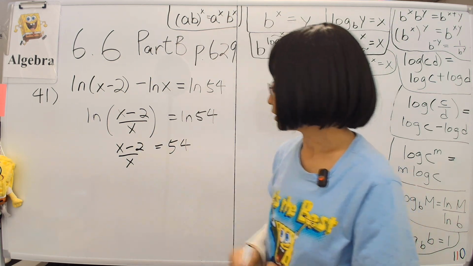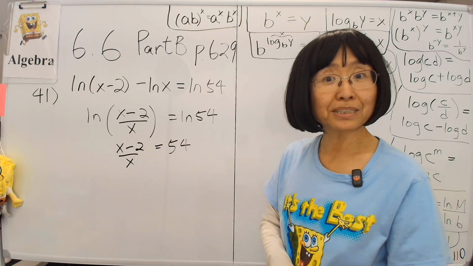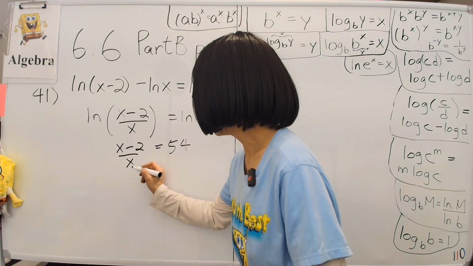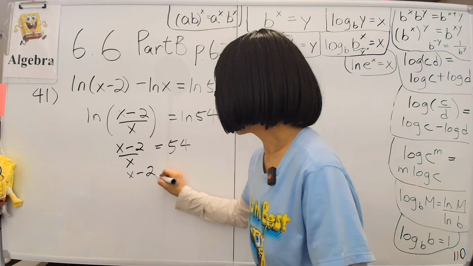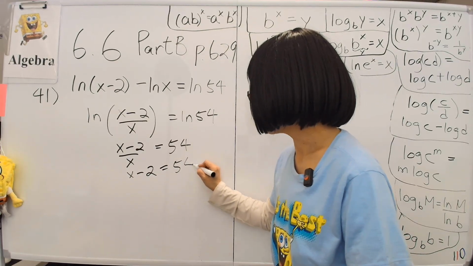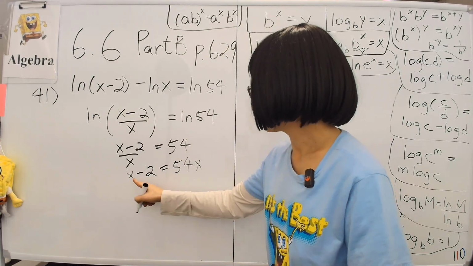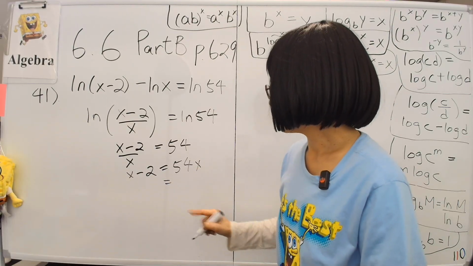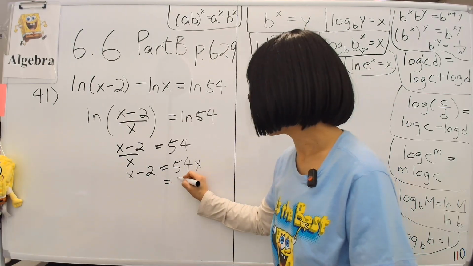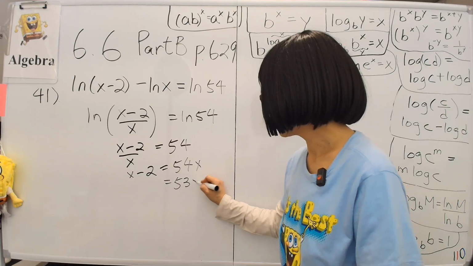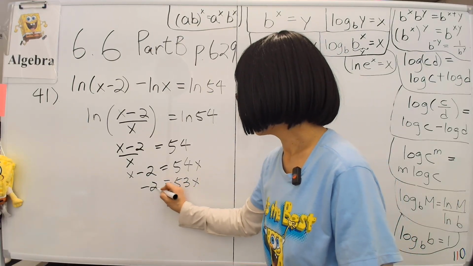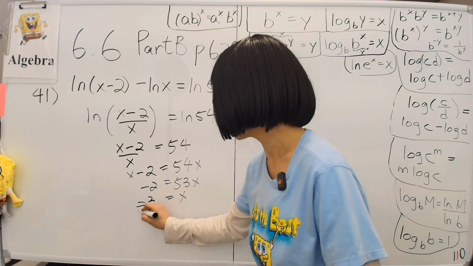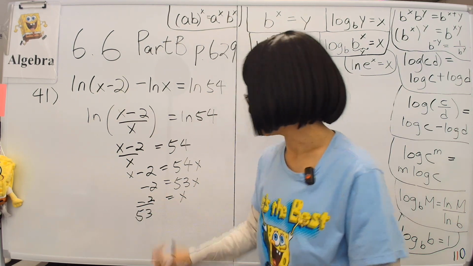And now we are left with solving this equation from chapter 2. So let's do that. We have x minus 2 equal to 54x. Then we'll put the x on this side, and this becomes minus, so it becomes 53x equal to negative 2, which means x will be equal to minus 2 over 53. Is that the right answer?